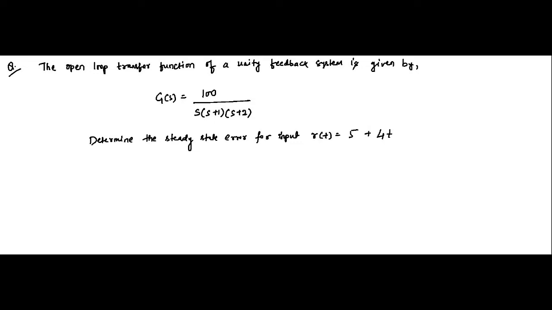So here again the normal usual process that you start with is finding out whether the system is unity feedback. Yes, then the error constant method is applicable. This is the open loop transfer function, OLTF. Then the input here is given as 5 plus 4t.